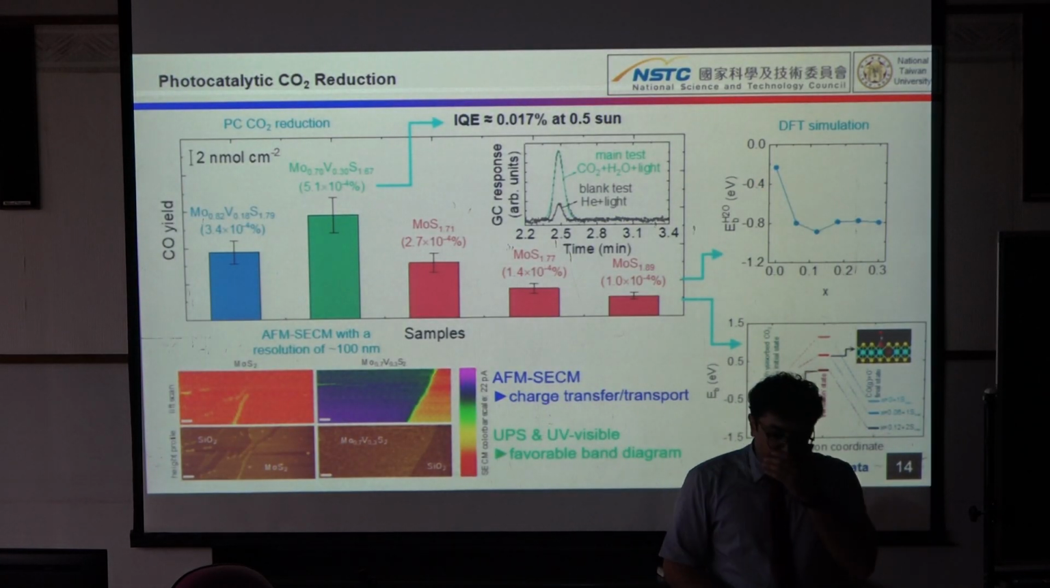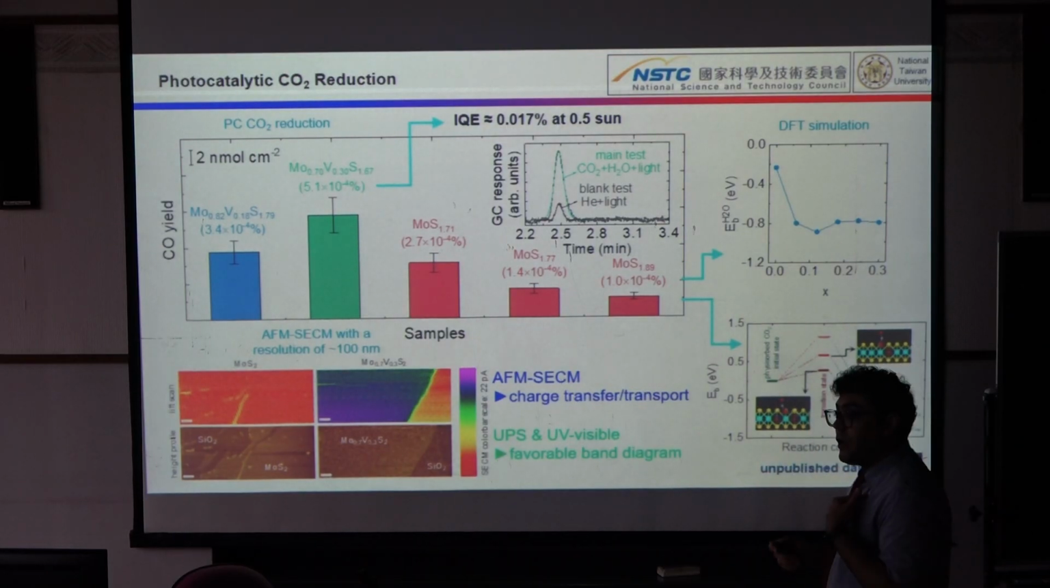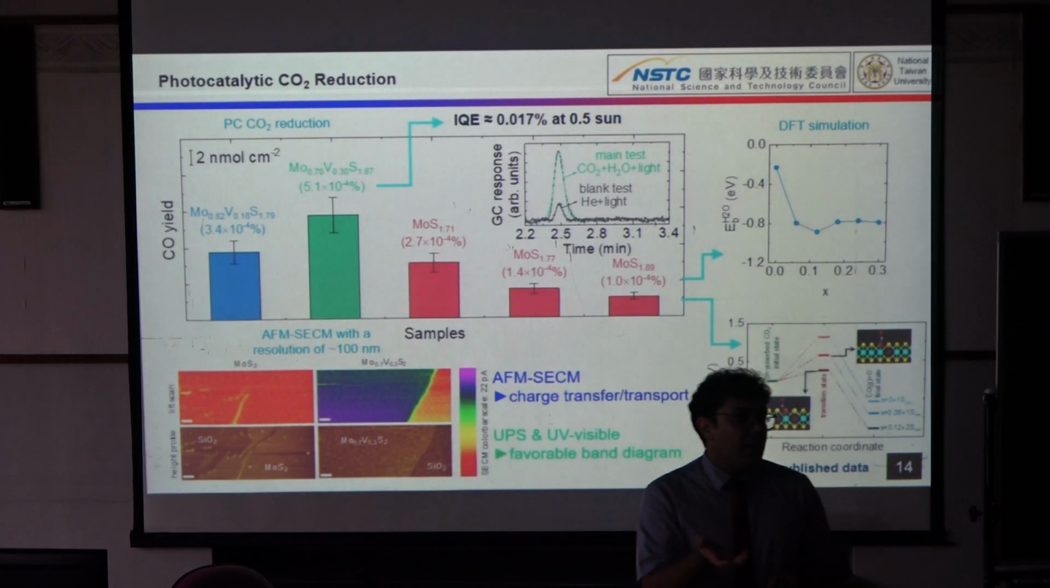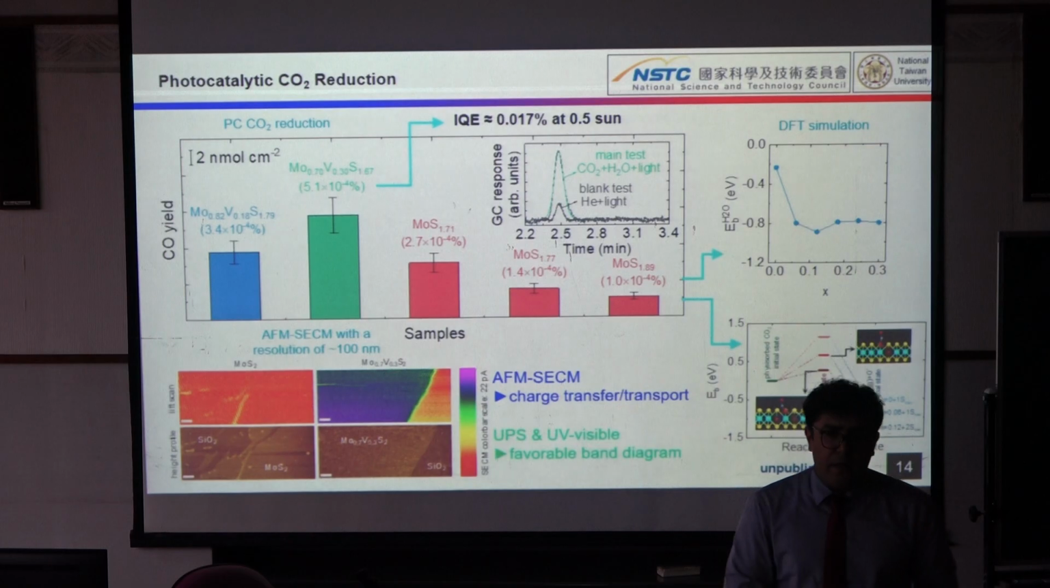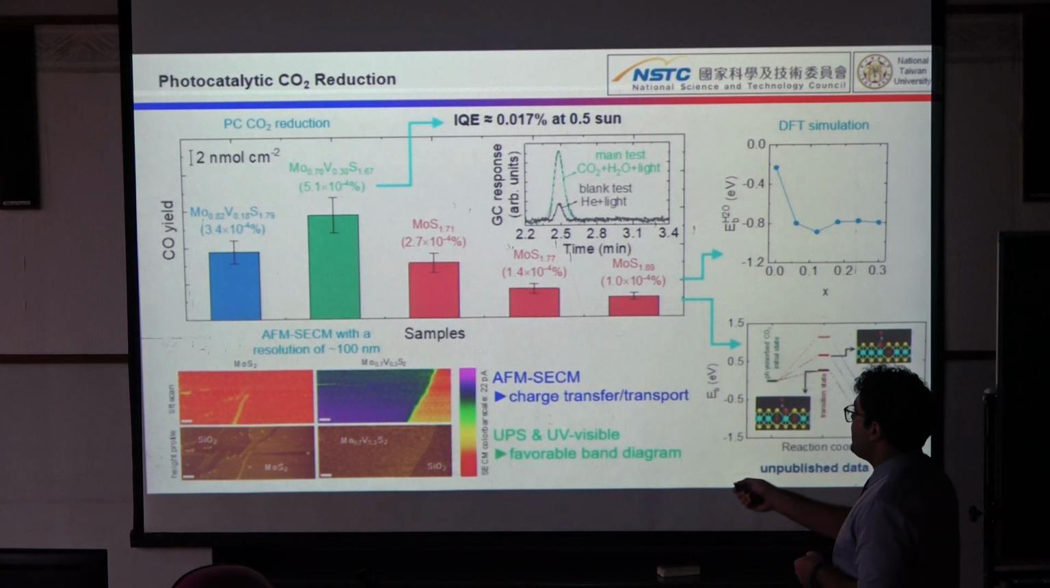And the last slide is for the application, which is our target. Okay, now we have made the material. Is it suitable for CO2 reduction or not? And this is the experiment that we have done.